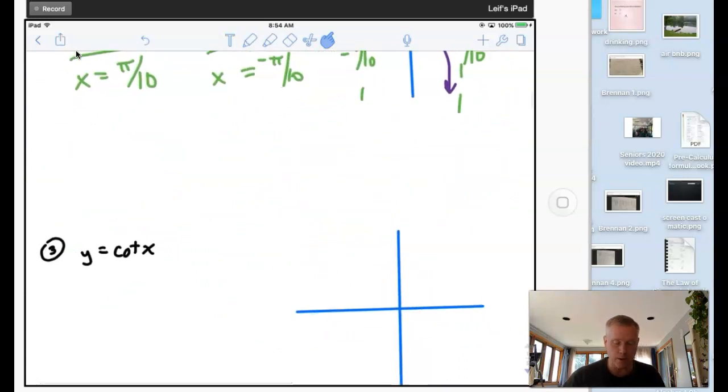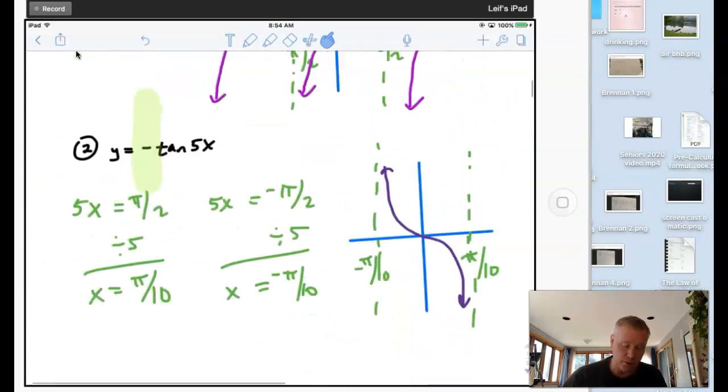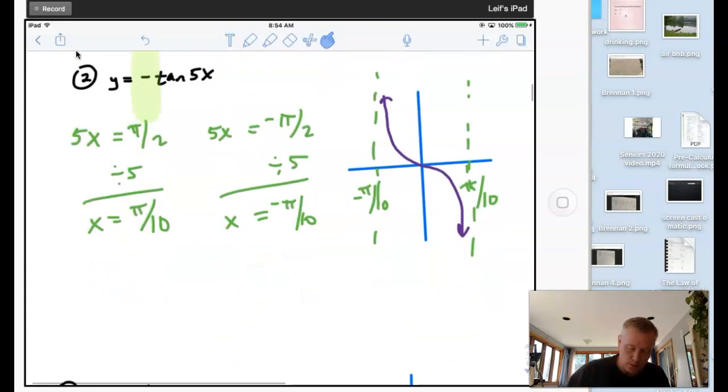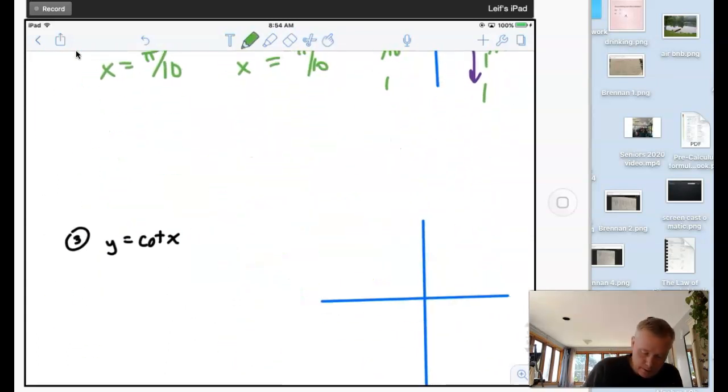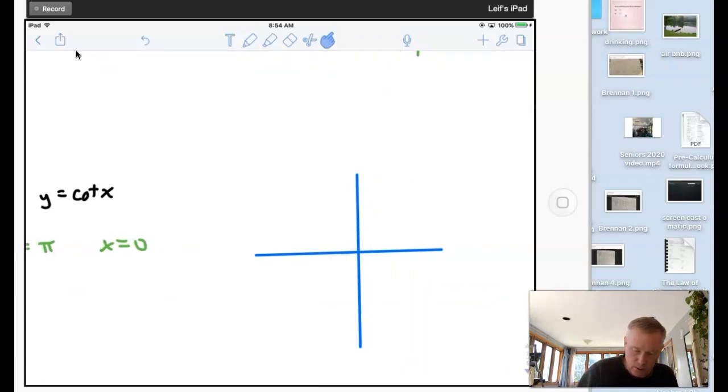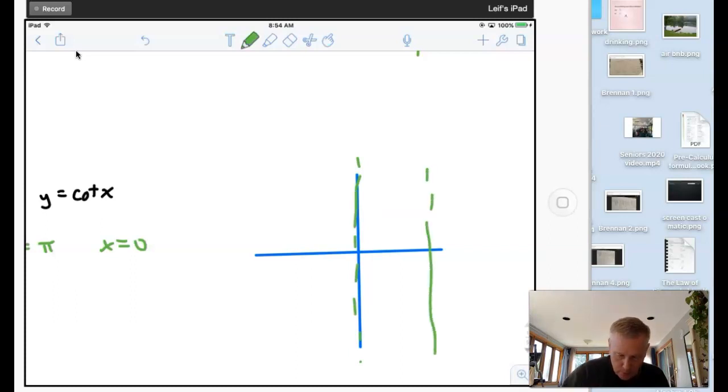Okay, next one, y equals cotangent of x. So this one's different. Remember, we're not setting it equal to pi over 2 and negative pi over 2. This time, I'm setting it equal to pi and 0. So I take x equals pi and x equals 0. And those will be my two asymptotes in this case. Okay, so x equals 0 is a vertical asymptote going through there. Here is the one for pi.